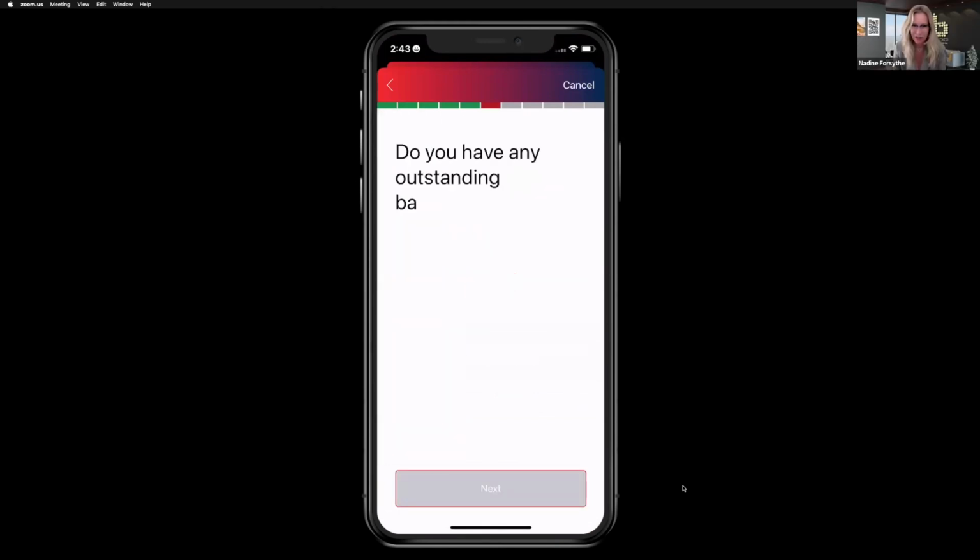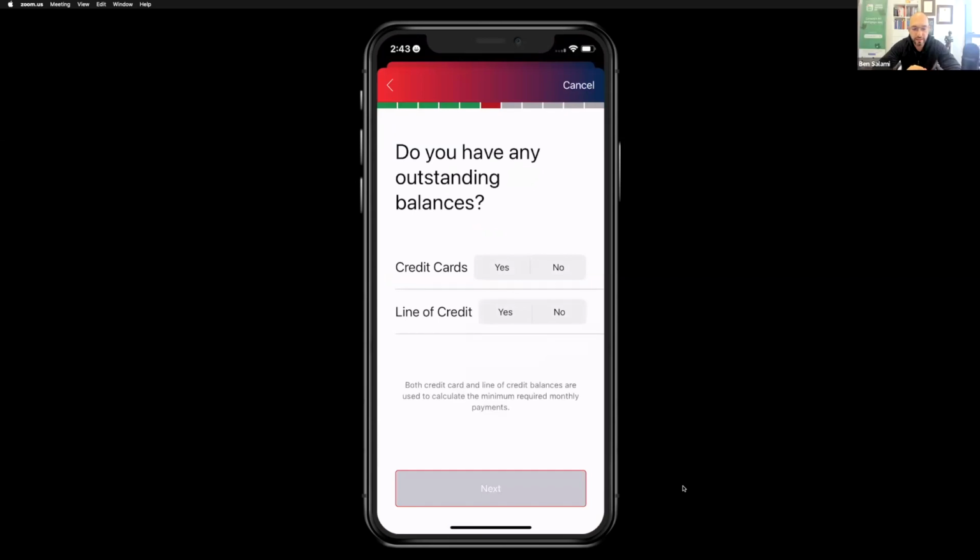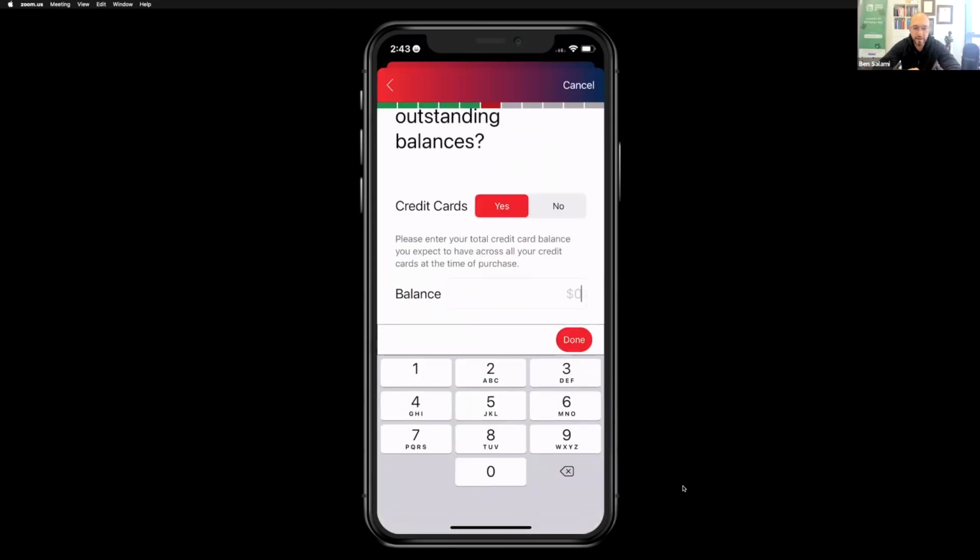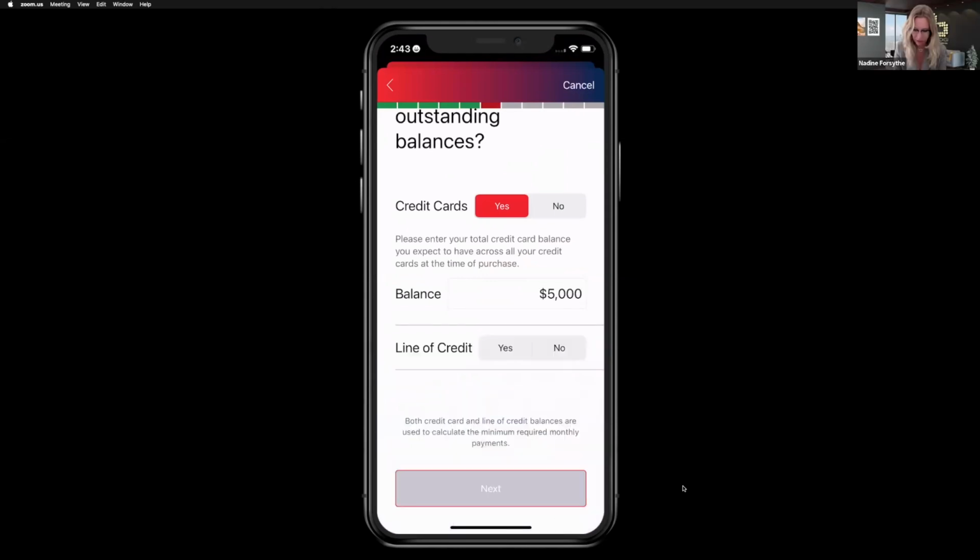And do you have any outstanding balances? I do have a credit card debt. Yes. Okay. My balance right now, I'd say it's around 5,000. Okay. Any line of credit? No line of credit. Okay. So this is what's going to be. What happens if I do have a line of credit though?